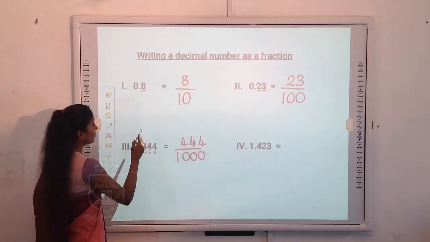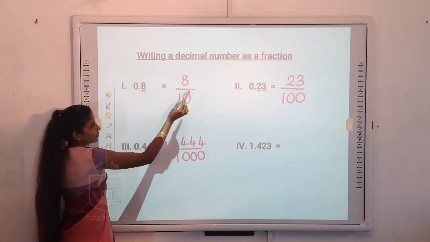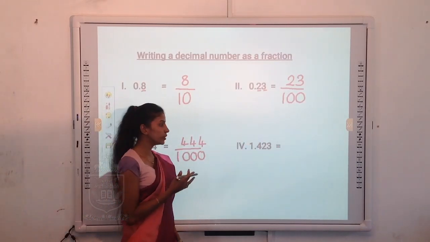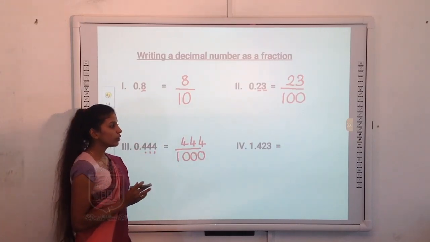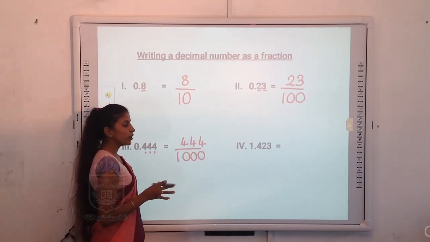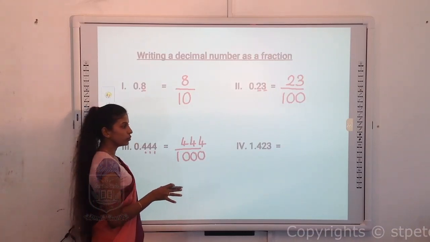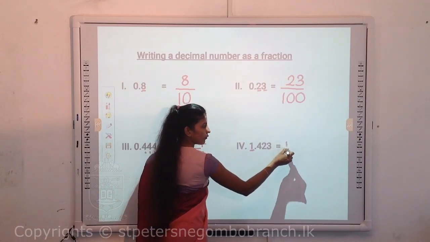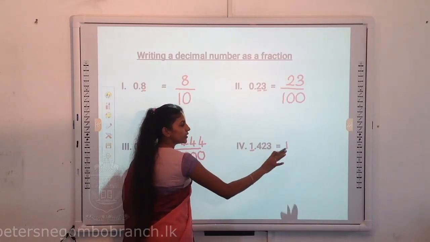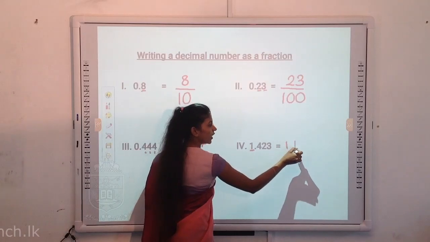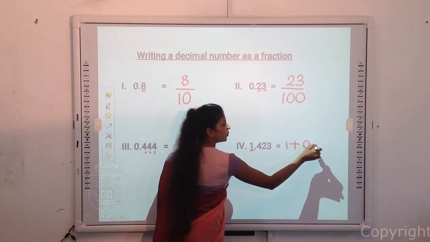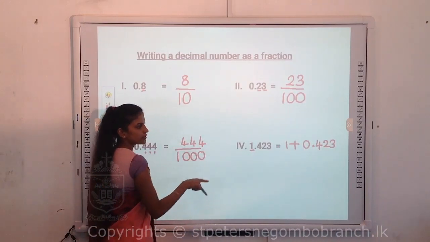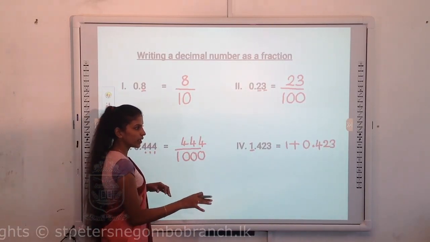Last example, that is somewhat different. In the first 3 examples, always you had 0 point. But in the last example, you can see a whole number is there, that is 1.423. So if you are having a whole number, what you have to do, take the whole number, that is 1, separately. And take the decimal part separately. That means 1 plus 0.423. Once we add these two, you will get this answer. So we are going to separate the two parts.